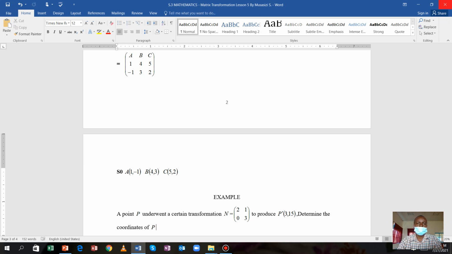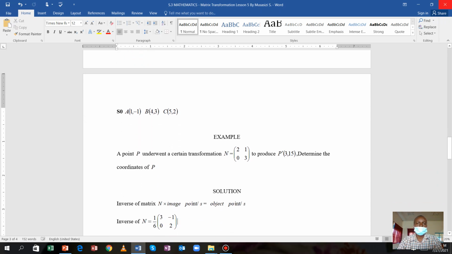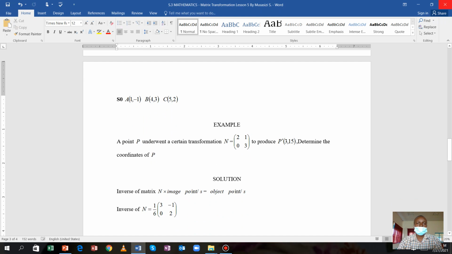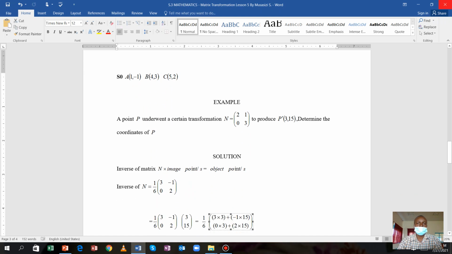Now we go to the next example. In this one I looked at only a single point, not three points like in the previous example. Here it's only 1 point, so I want us to find the object for this point P prime.